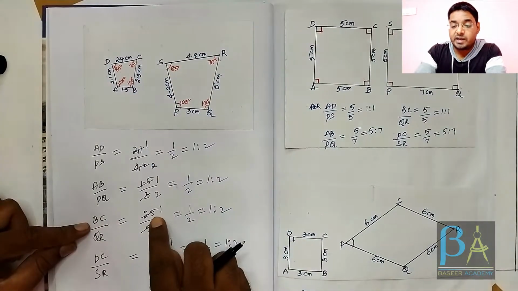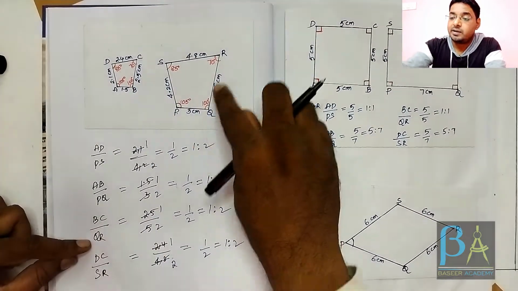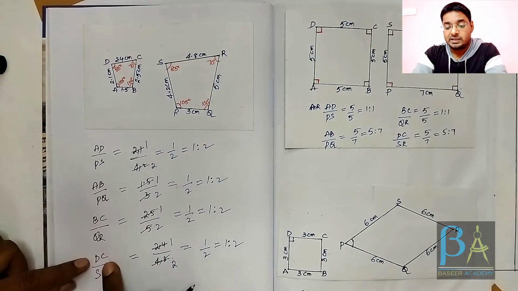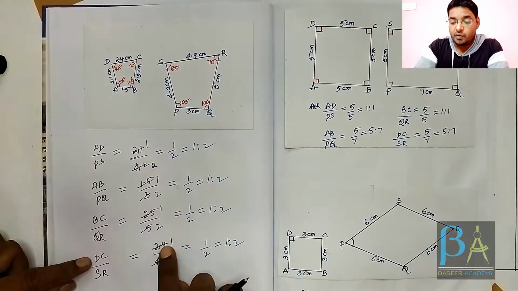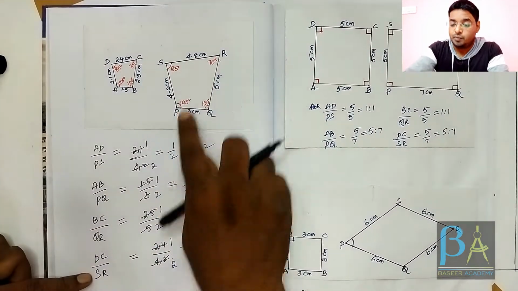BC is 2.5, and then QR is 5, so I wrote 5 here. DC is 2.4, and then SR is 4.8.